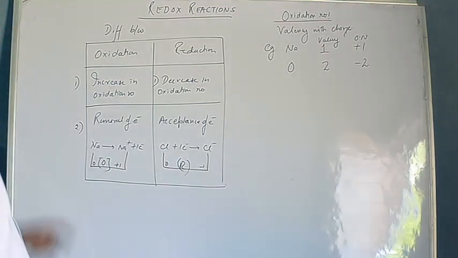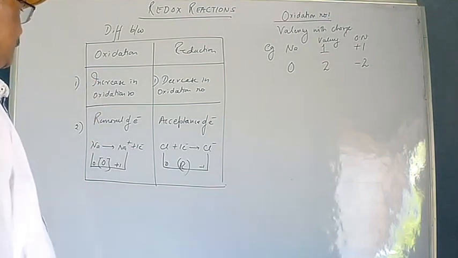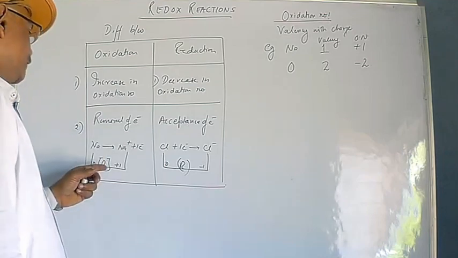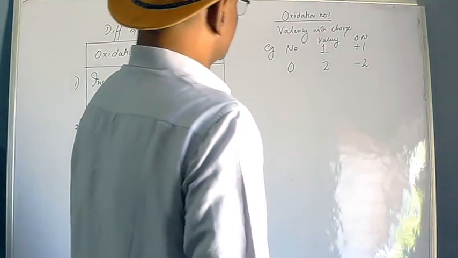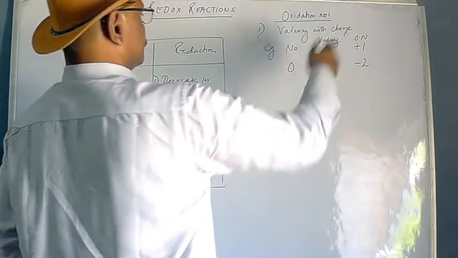So class, very very important, these two points: an increase in oxidation number is oxidation, a decrease in oxidation number is reduction; removal of electrons is oxidation and acceptance of electrons is reduction. Then class, let us have something more on oxidation number. As I already defined, valency with charge is called oxidation number.